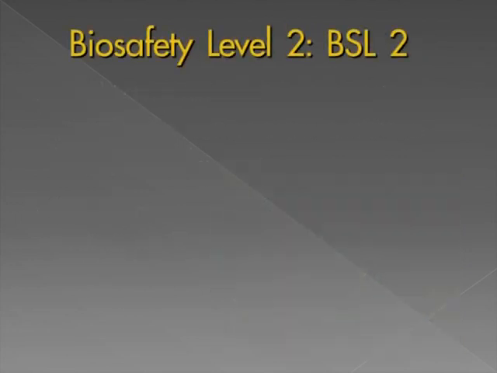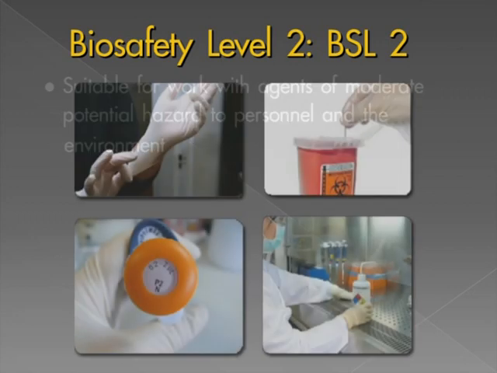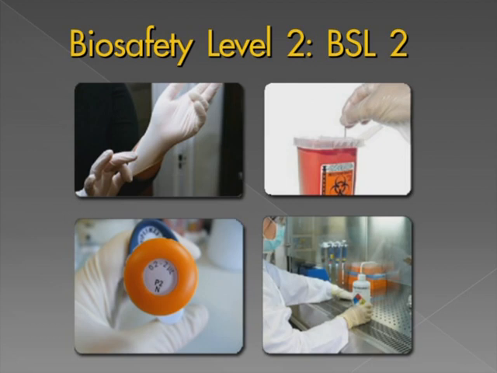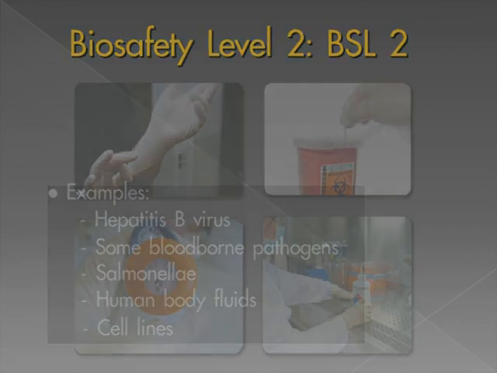Biosafety Level 2 practices, equipment, and facility design and construction are applicable to clinical, diagnostic, teaching, and other laboratories in which work is performed using a broad spectrum of indigenous moderate-risk agents that are present in the community and are associated with human disease of varying severity. Examples of agents that should be handled in a BSL-2 laboratory are hepatitis B virus, certain other blood-borne pathogens, salmonella, human body fluids, and cell lines.